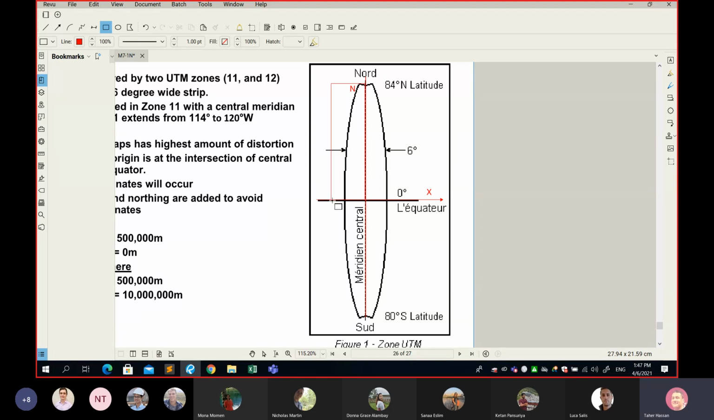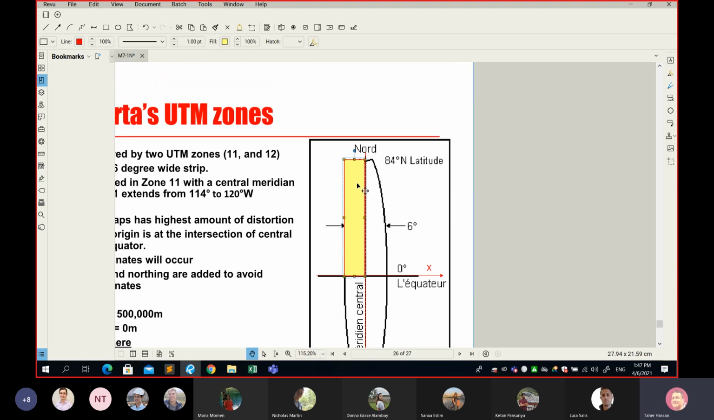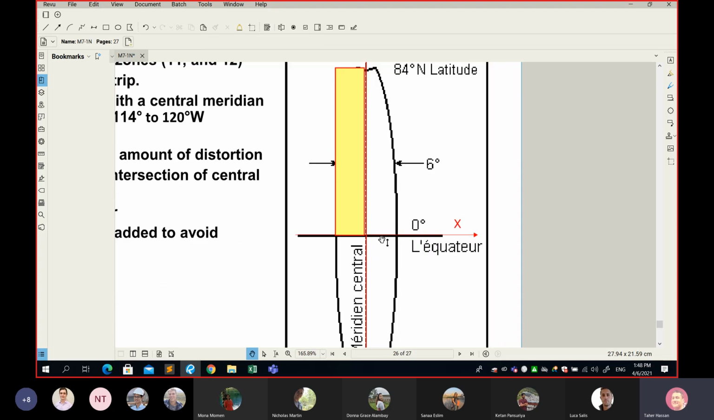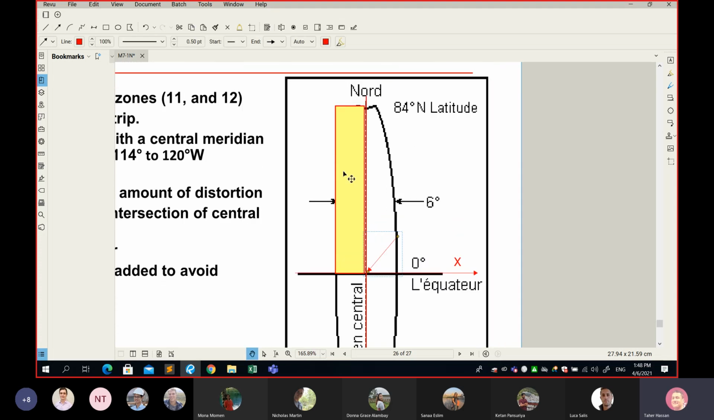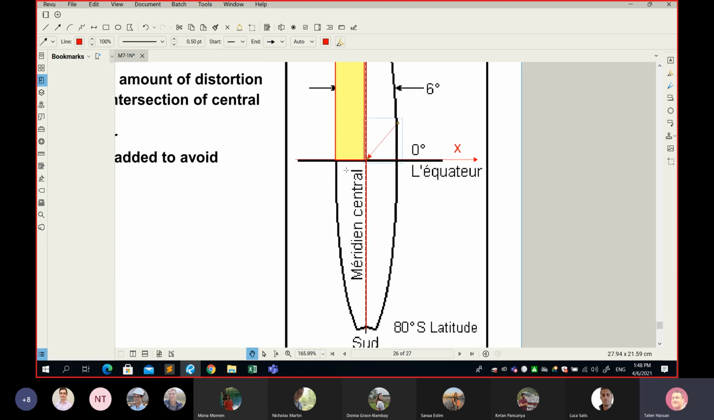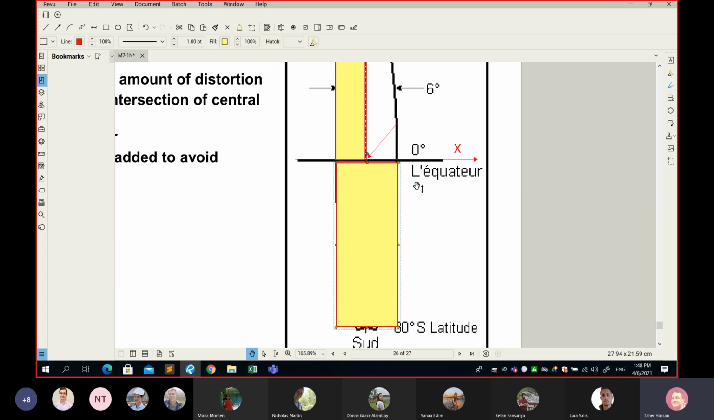I know some of you won't see this as a problem. This area here has negative x coordinates. Would you agree? This area here will have negative x coordinates. So the 0, 0 is the intersection between the meridian and the equator. This quarter here has a negative coordinate in X, while this area here has Y negative. Everything under the equator will come as negative coordinates in UTM.